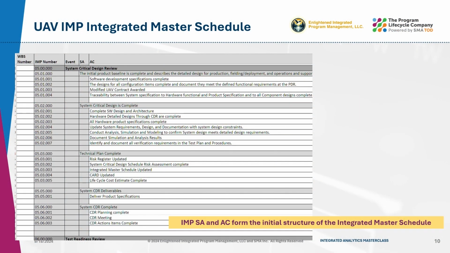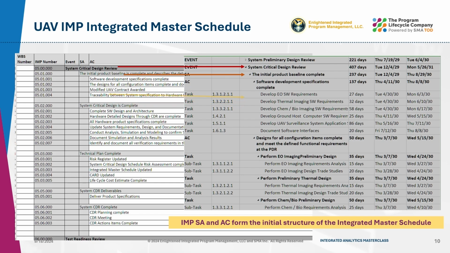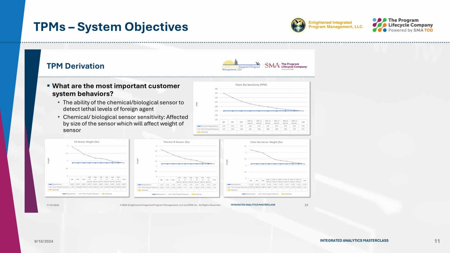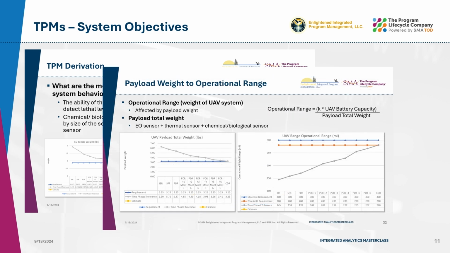As you might remember from Webcast 1, we used an event-based integrated master plan to form the structure of the integrated master schedule. Here you can see the flow of data from the IMP to the IMS. Last time we discussed the most critical customer system objectives, chem biosensitivity, and how they relate to lower level TPMs, the sensor weights, and how the operational range is affected by the payload weight. We will use these measures to help us evaluate an overall system health and status. What other tools do you use to evaluate the baseline?